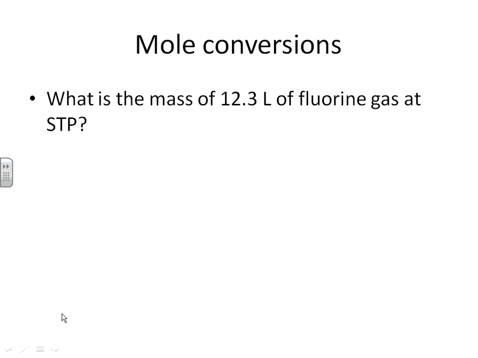Next up, what is the mass of 12.3 liters of fluorine gas at STP? So the problem gives us volume of a gas at STP, and it's asking for mass. We do not have a direct conversion, so we are going to convert volume to moles and then moles to mass. Notice how we're going through the mole conversions. We're taking one unit, turning it into the mole, then turning the mole into something else. The mole is the comparative unit in chemistry. We cannot directly compare volume to mass. We can, however, go through the mole.